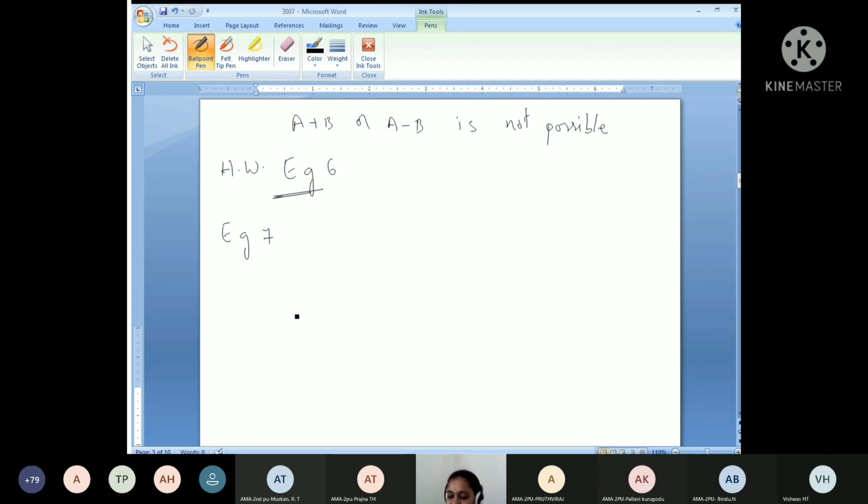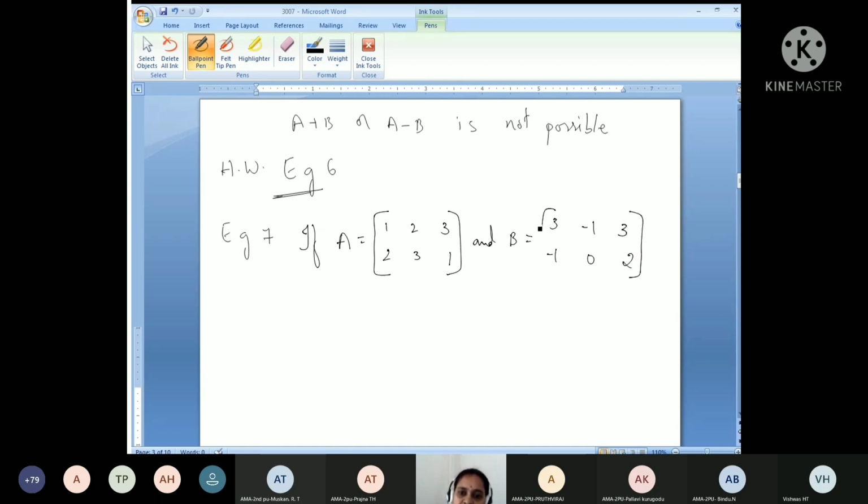Now see, in example 7 they have given 2 matrices. Let me write that. A is equal to the matrix 1, 2, 3, 2, 3, 1, and B is equal to 3, minus 1, 3, minus 1, 0, 2. These are the two matrices they have given. The question is to find 2A minus B.